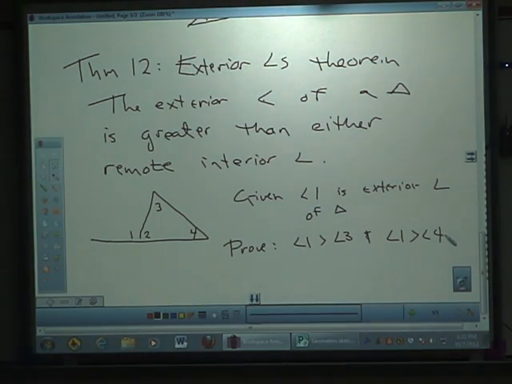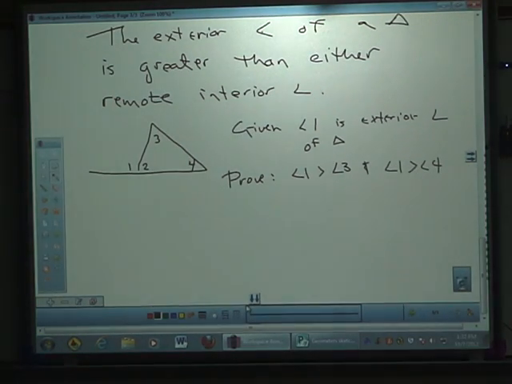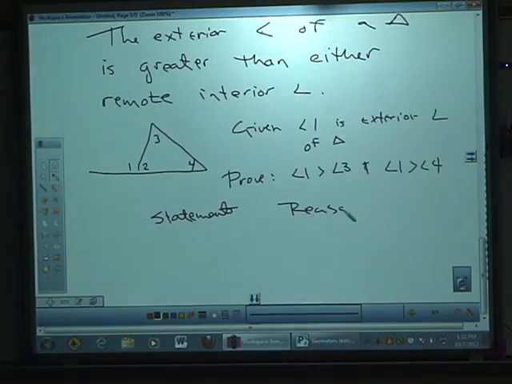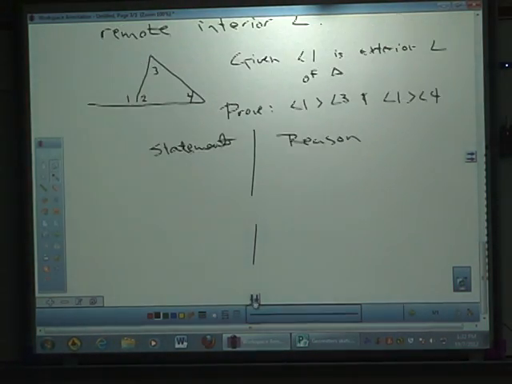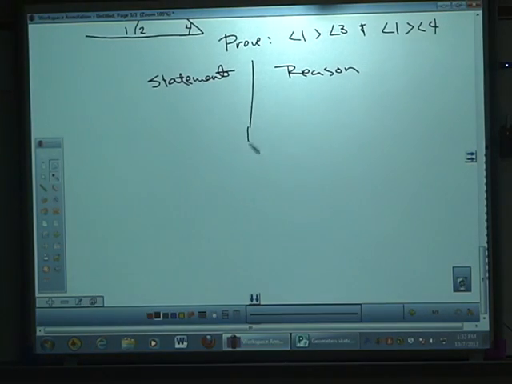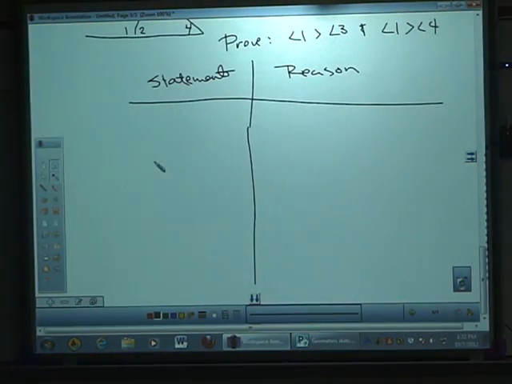All right, so how do we start? Well, as usual with our fun proofs, we have a statement and a reason. And we're going to extend that and extend that. And we'll start with 1. Angle 1 is an exterior angle of the triangle, and that is given.